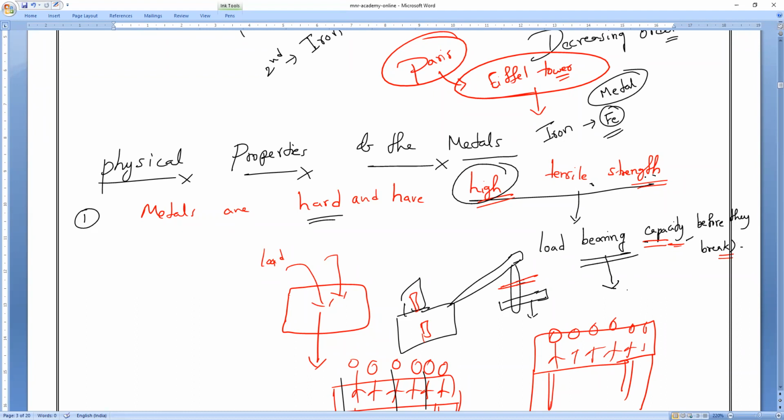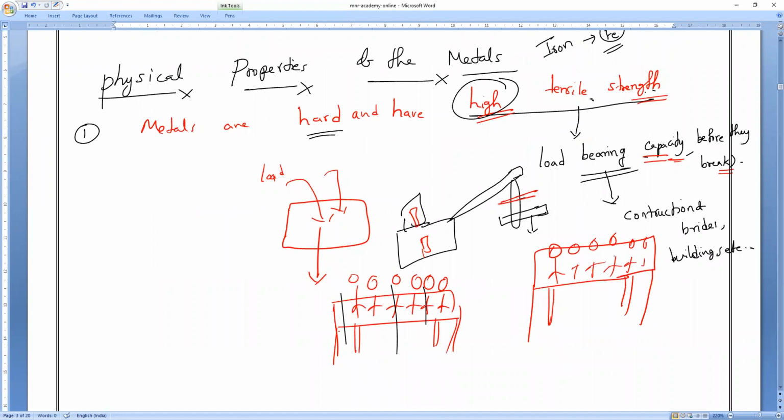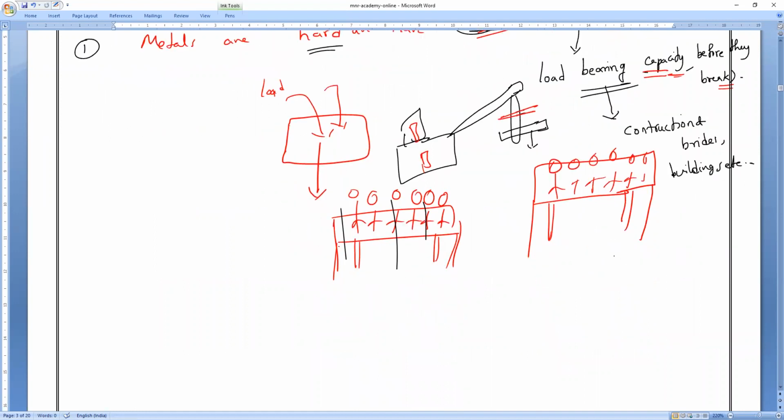Because of this load bearing capacity, we are using them in construction of what? Anybody? Construction of bridges. Understand? And as well as buildings, okay? Buildings and etc. So wherever we need to carry heavy loads or heavy things, you can see it is made up of metals only.